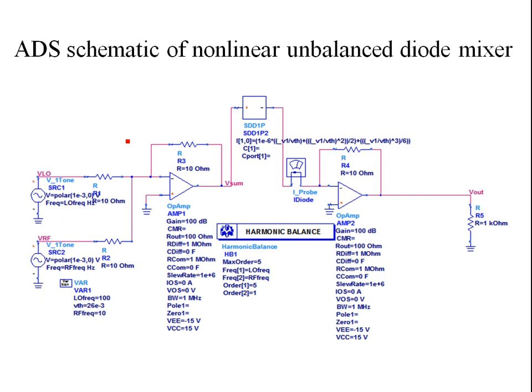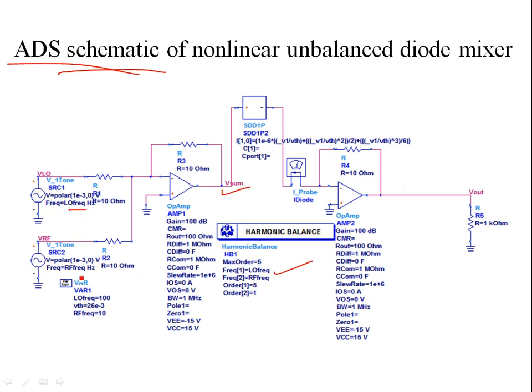So now, this is an ADS schematic. Let's try to understand what is happening. You see over here, you have the same resistances. So this is 10 ohms, this is 10 ohms. The feedback resistance is the same, 10 ohms. So what I expect at V sum, once I simulate the dual tone harmonic balance, is that this V sum, first of all, will have two frequencies.